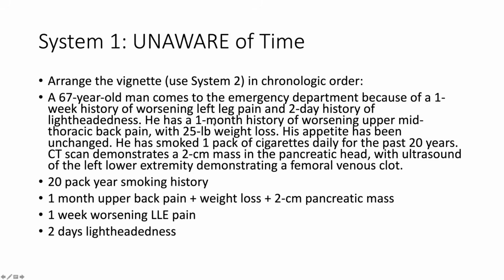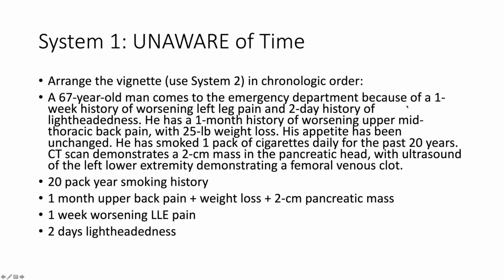If you saw it this way versus this way, which is easier for you, Pooja? I think the bottom, it's a little bit more clear why the 20 pack year smoking history is the reason that he's got the pancreatic mass, the reason he's got the weight loss, the reason he's got the upper back pain. I would think that this would be the easier one. Totally. Are you naturally going to do this, though? I'm trying. My point is that your system one will not do this. Just reading a vignette, this will not become immediately obvious to you.